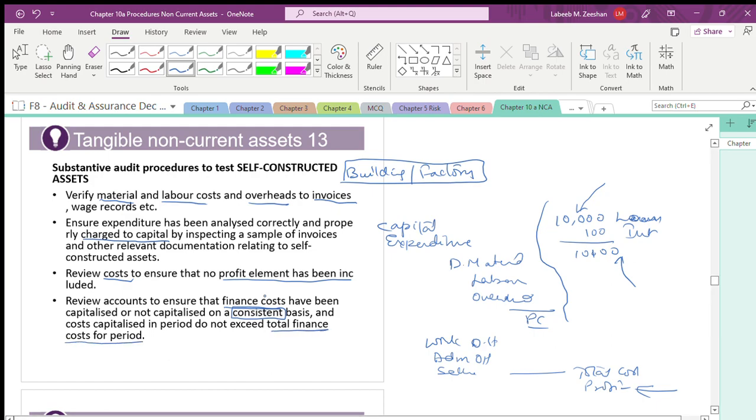How much is that? 10,000 is the loan amount. How much is the interest amount? Interest amount is 100. It will be totally how much? It will be 10,100. You cannot say that I am paying an interest of 11,000. When you are borrowing 10,000, you have to pay interest proportionately.